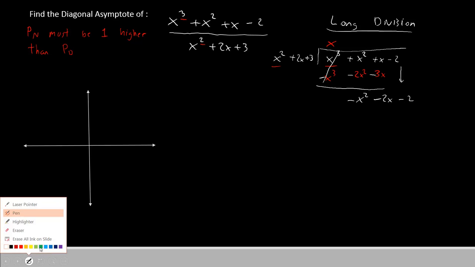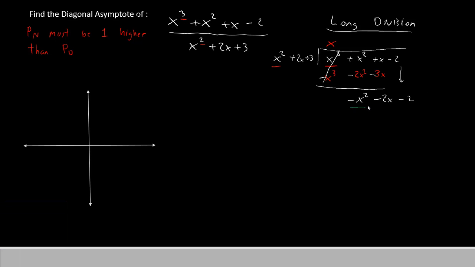Now we will repeat that process with our new leading term. We have negative x squared divided by x squared is simply negative 1. Then we take negative 1 times each term in the denominator. Negative 1 times x squared is negative x squared. Negative 1 times 2x is negative 2x. Negative 1 times 3 is negative 3.